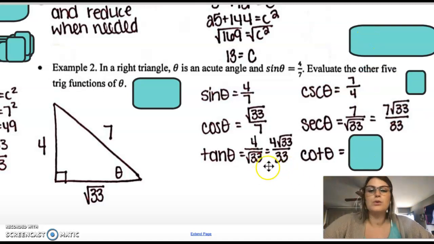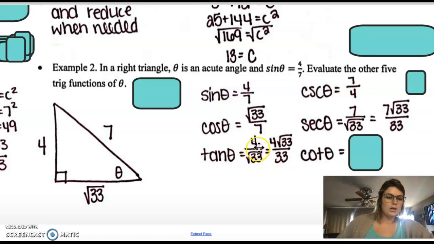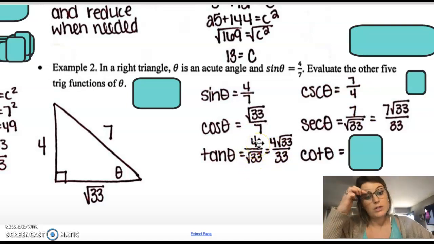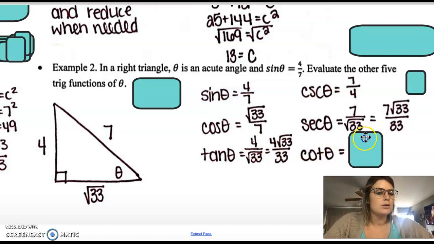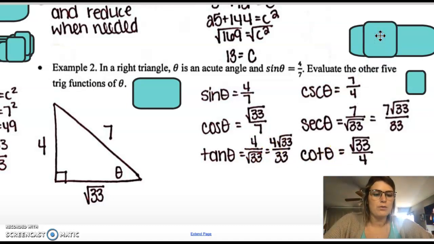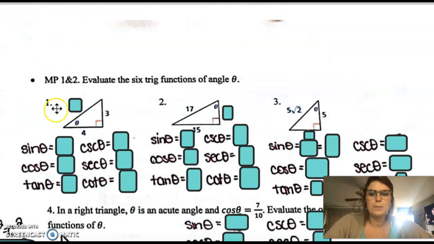When you go to flip tangent and get cotangent, I would flip the first one, because if you flip the first one, then it's already automatically going to put the radical on the top. So it'll be the square root of 33/4. All right. Let's go to the next page.